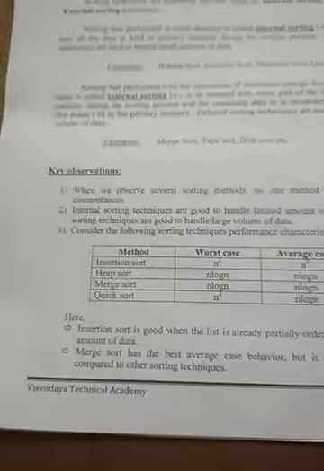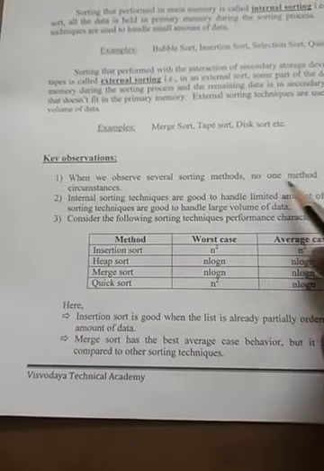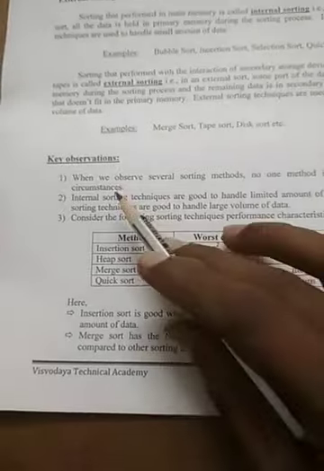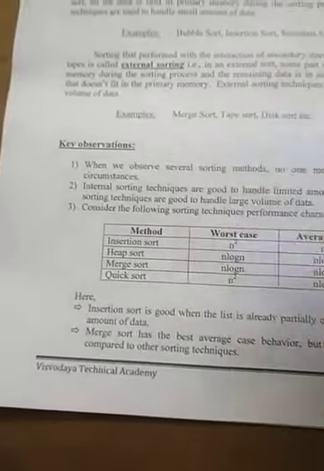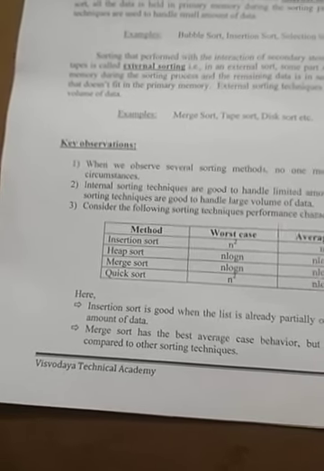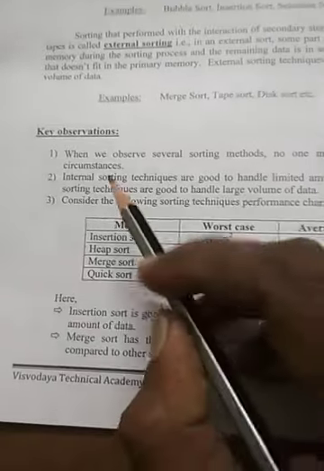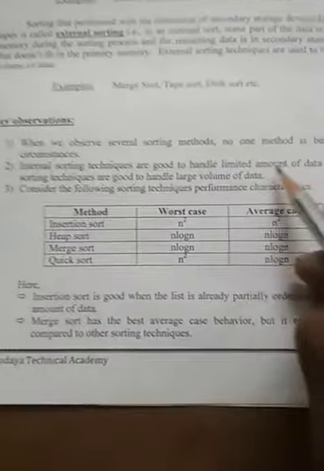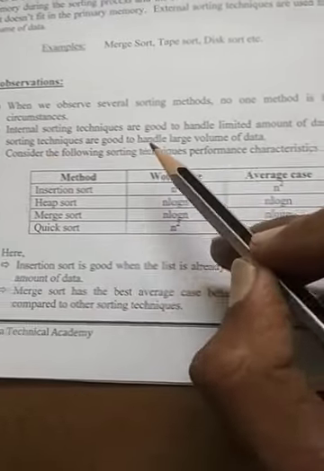Some of the key observations I present here. When we observe several sorting methods, no one method is best under all circumstances. One particular sorting technique is useful on a small data set, and another is useful on a heavy data set. Internal sorting techniques are good to handle a limited amount of data, and external sorting techniques are good to handle a large volume of data.